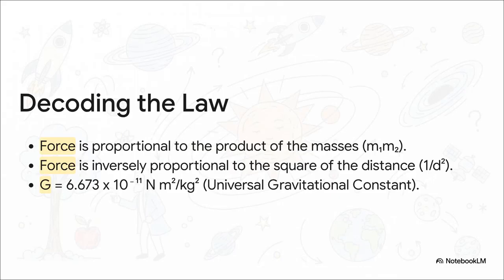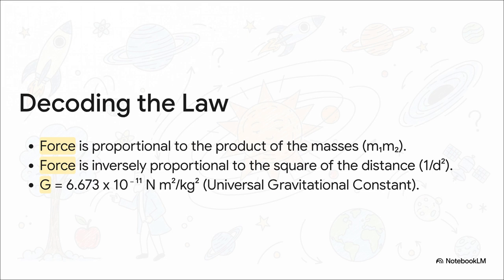So let's break that formula down. What does it actually mean? First, the force, F, is directly proportional to the product of the masses. In simple terms, the more massive the objects, the stronger the gravitational pull. Makes sense, right? But the second part is what you really need to get. The force is inversely proportional to the square of the distance. This is huge. It means as things get further apart, the force doesn't just get weaker, it gets weaker fast. If you double the distance, the force is 4 times less.